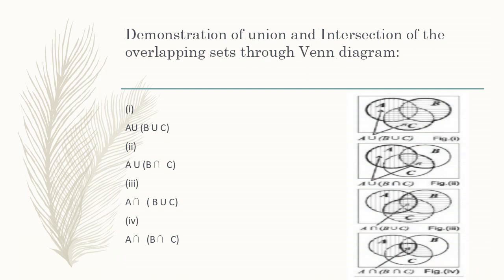Demonstration of union and intersection of overlapping sets through Venn diagrams. Here we have again 3 sets A, B and C. First is A union B union C. We can see in the diagrams A shows the vertical lines, B shows the horizontal lines, and C shows both horizontal and vertical lines. Second is A union B intersection C. Here the diagram is slightly changed from the first diagram. As it is, we can solve the third and the fourth relation.